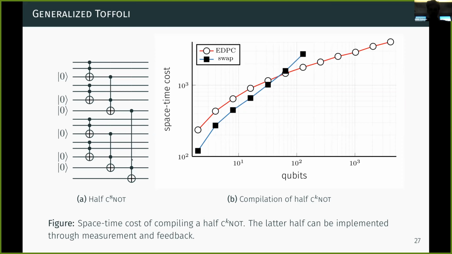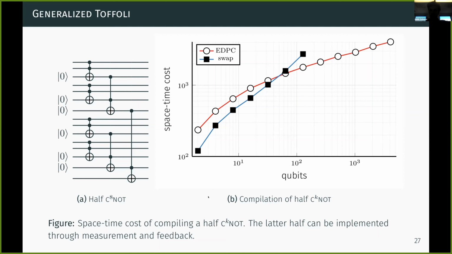We actually only consider the first half of this operation, not the uncomputation part, which is usually implemented through measurements and feedback, and some technical limitations prohibited us from making that comparison fairly with the swap-based approach. So the circuit that we're interested in is this half C to the K naught circuit, and here we pick K to be equal to 8, and this is a fairly standard circuit which will apply an X rotation on this final qubit if all the controls are 1.